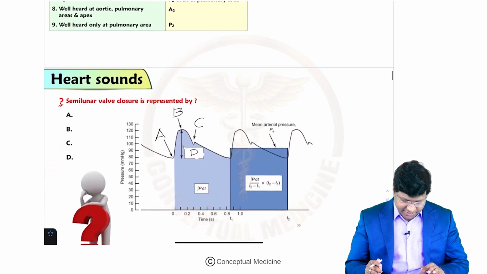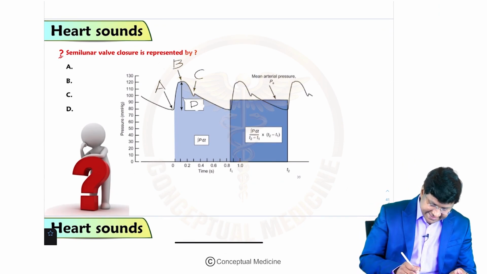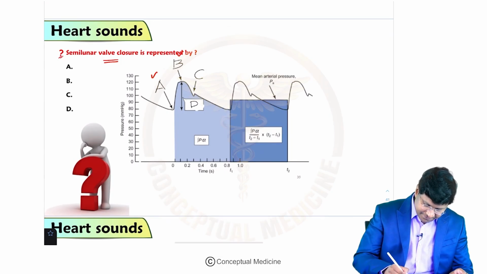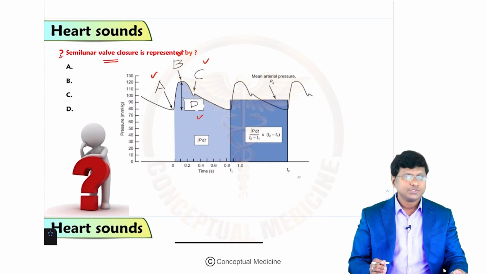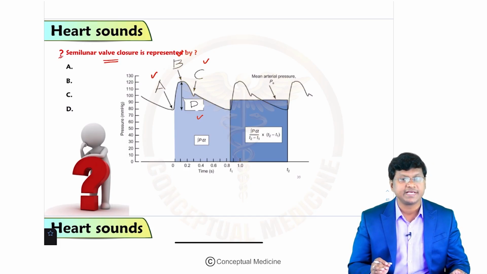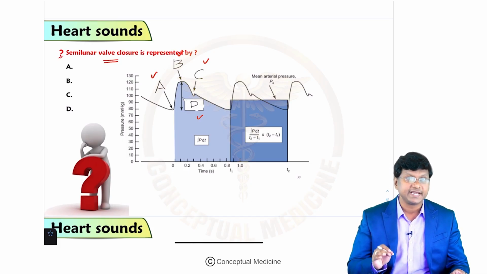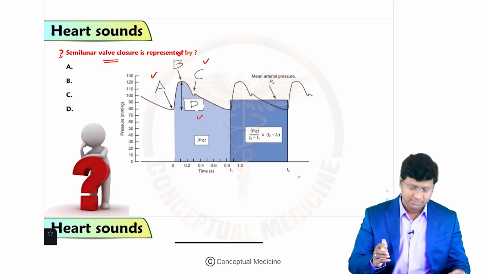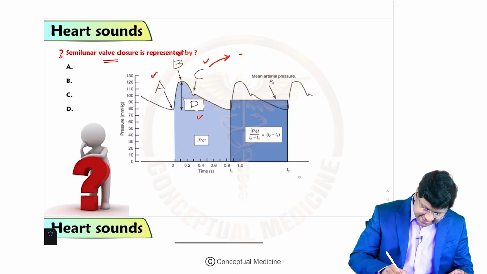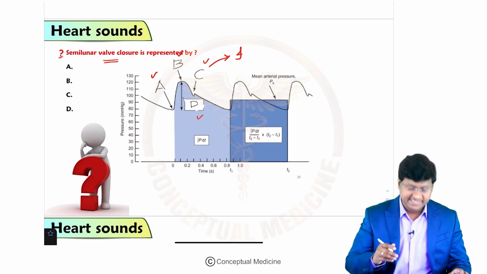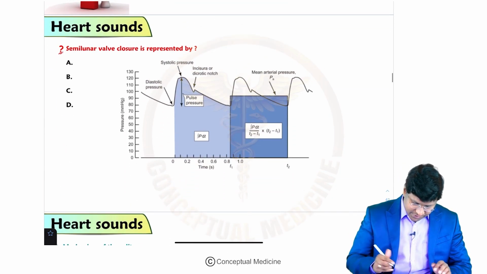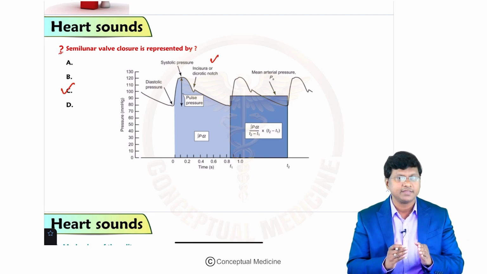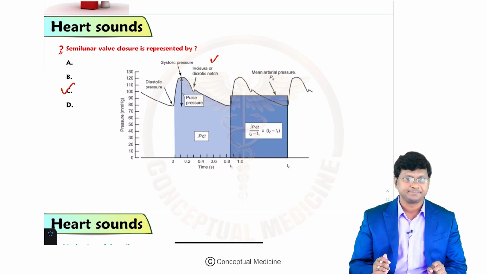And if you see an image based question of the second heart sound, semilunar valve closure is represented by A, B, C, D. So semilunar valve closure, please remember, is represented by the incisura. And which is the incisura? This C point is your incisura. I'll just show you the other image. Yes. So the point C will be your incisura or dicrotic notch. That is the point where the semilunar valve closure is represented.